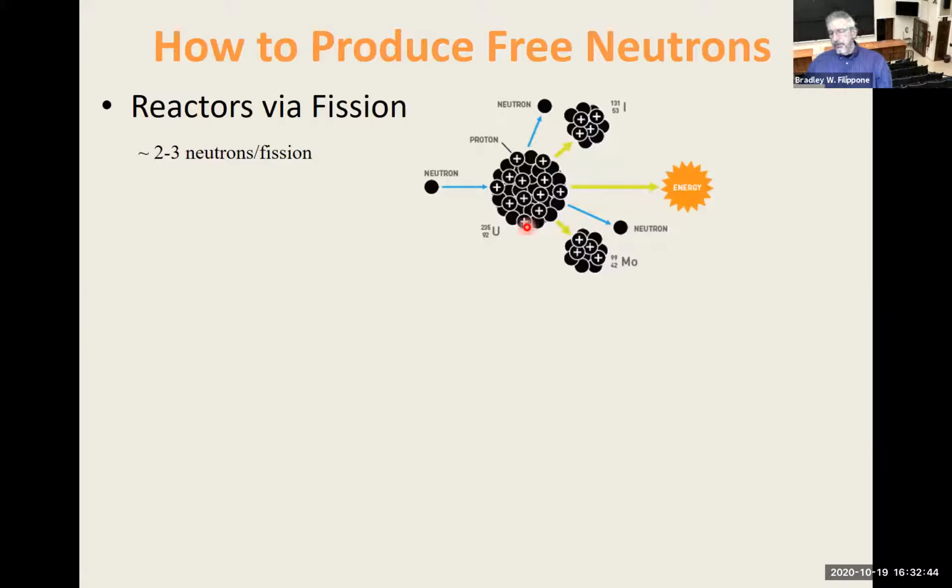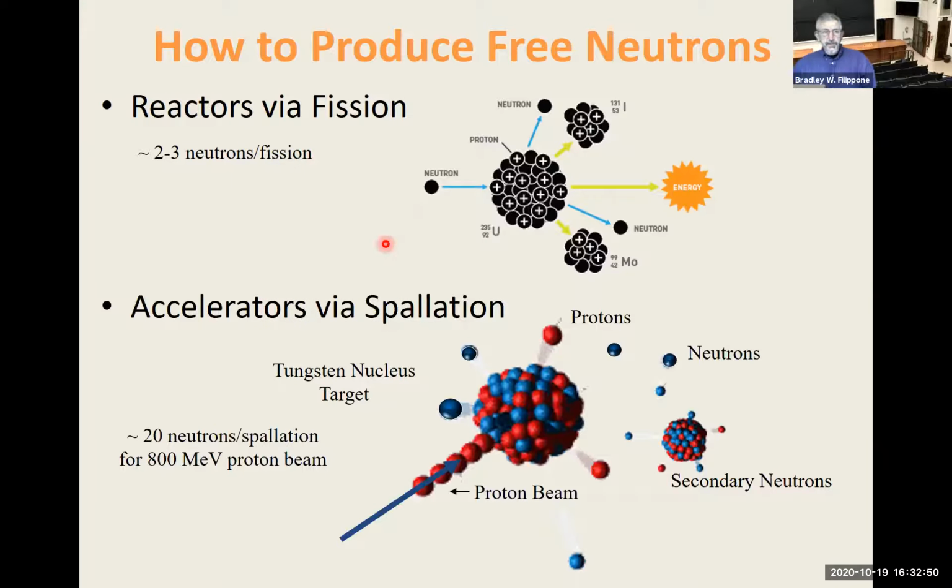And so those neutrons can go strike other nuclei, induce fission, and you've got energy. The other way that researchers use to produce free neutrons is via accelerators in a process called spallation, where typically you have a proton beam on a large nuclear target. The energy of the proton beam is quite high. There's lots of energy dumped into the nucleus, and the nucleus essentially falls apart.